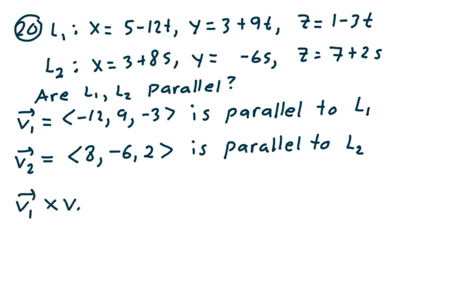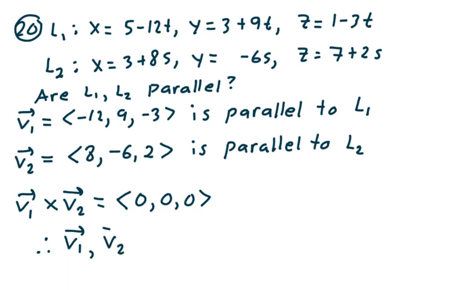V1 cross V2. This is equal to, I claim, the vector 0, 0, 0. And so what that tells me is V1 and V2 are parallel. Now, let's make sure we understand this. Let's draw a picture. Here's the vector V1. Suppose this is the vector V2.